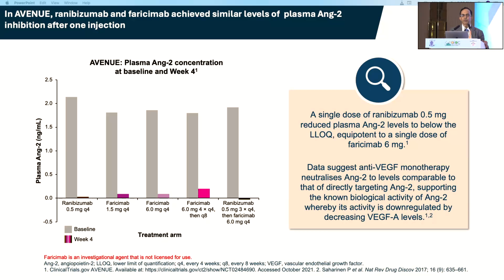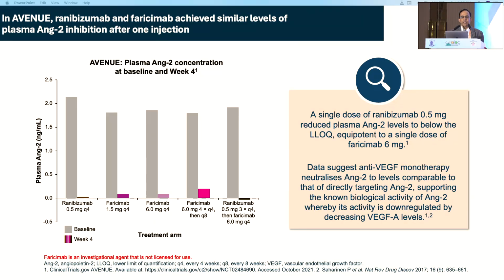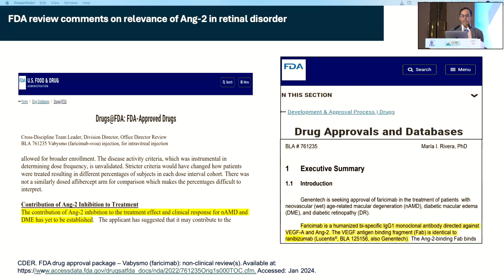In Avenue, ranibizumab and faricimab achieved similar levels of plasma Ang2 inhibition after one injection. Again in Avenue, you can see here that the data suggests that anti-VEGF monotherapy neutralizes Ang2 to levels comparable to directly targeting Ang2, supporting the known biological activity of Ang2, whereby its activity is downregulated by decreasing VEGF-A levels. In the FDA review comments on the relevance of Ang2 in retinal disorders, it says that the contribution of Ang2 inhibition to the treatment effect and clinical response for neovascular AMD and DME has yet to be established.